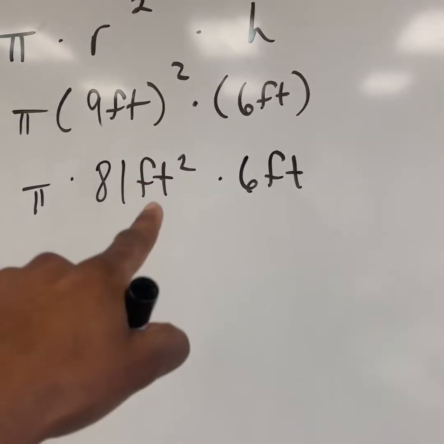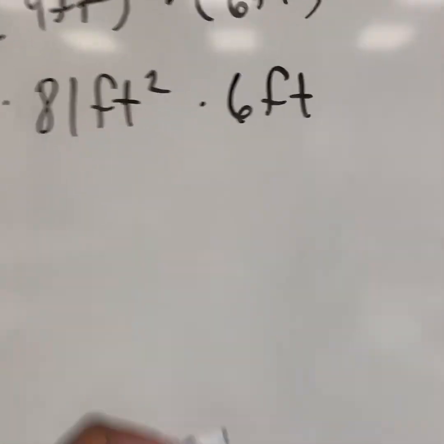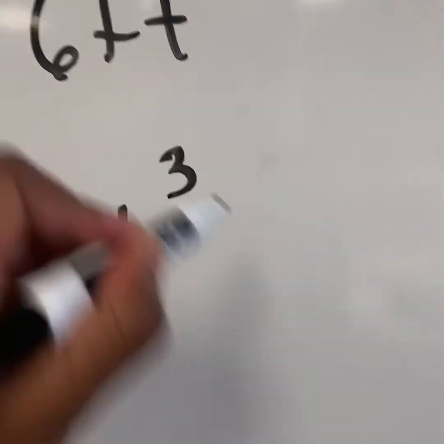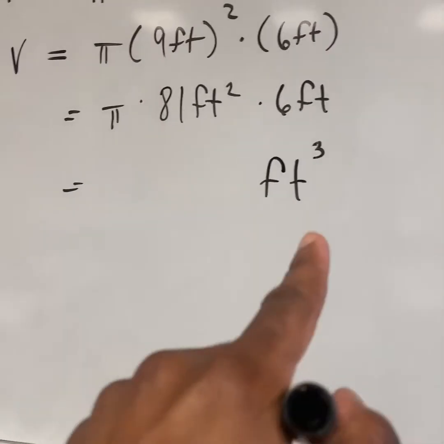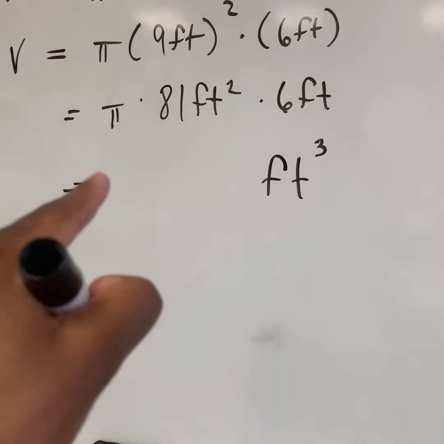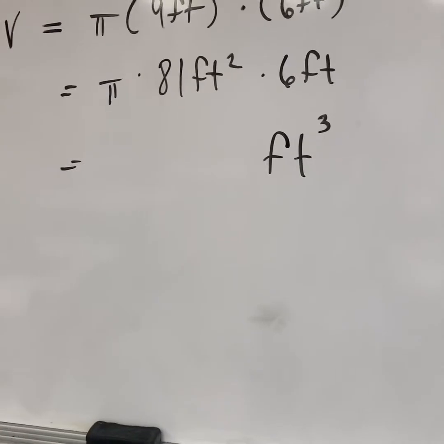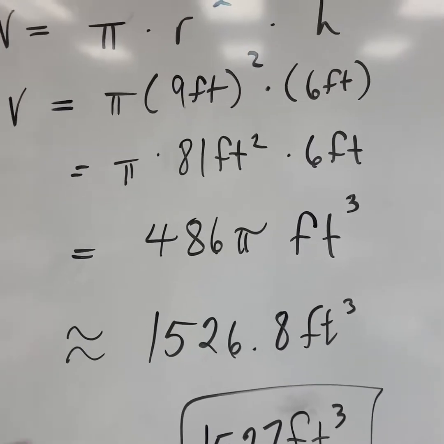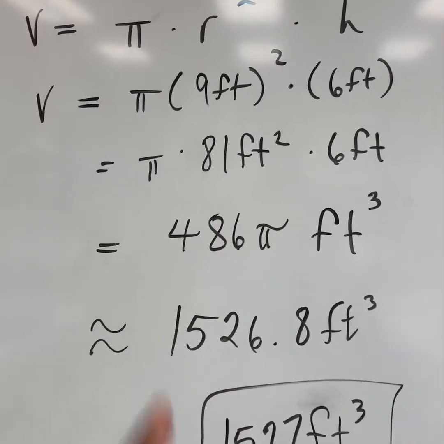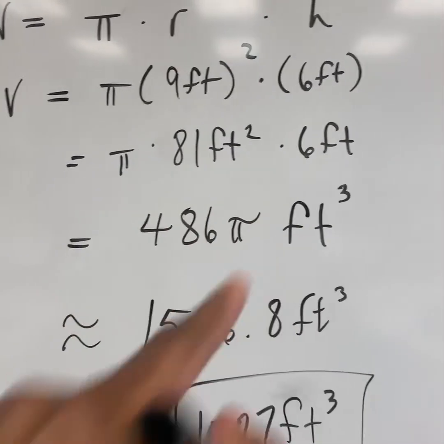And then remember, we have feet to the second and feet. Unit analysis says we're going to have cubic feet. So we have our cubic feet. All we have to do is multiply pi times 81 times 6. All right, so when I multiply all three of these together, I get 486 pi cubic feet.